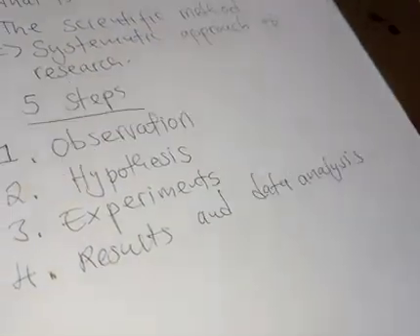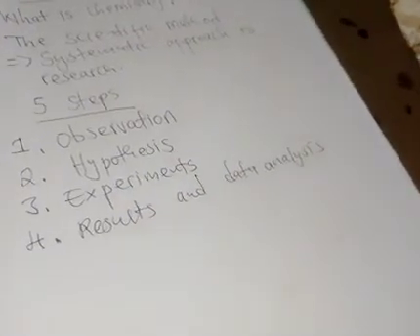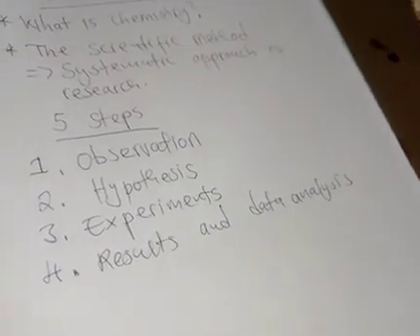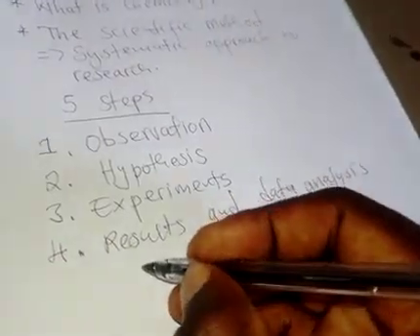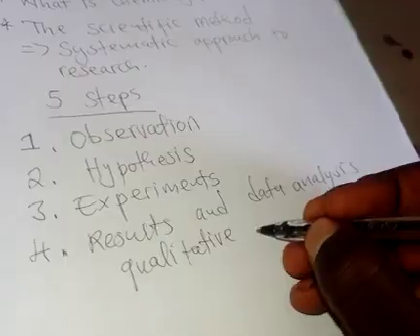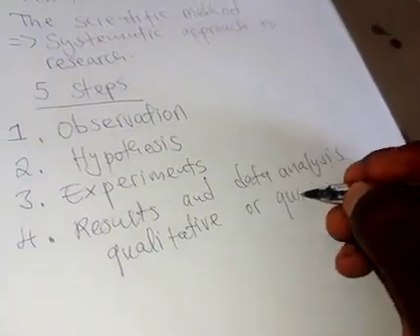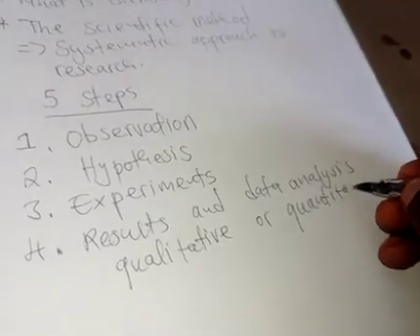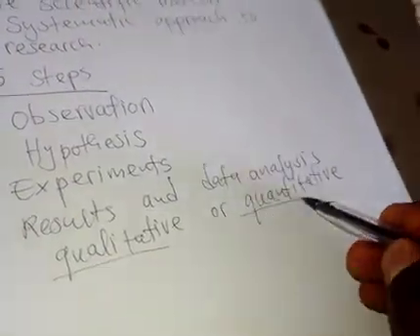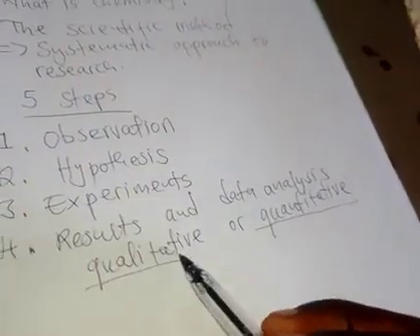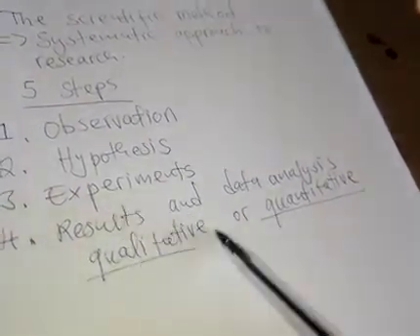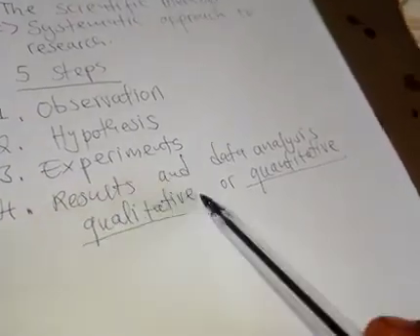So those results which you obtain should be analyzed. Under results and data analysis, we are saying the data obtained can be qualitative or quantitative. By qualitative, we simply mean that it only consists of general observations about the system, just general information without any digits, without any numbers.